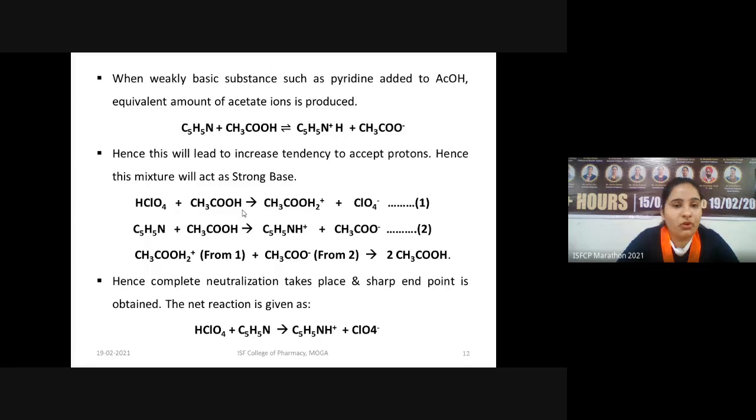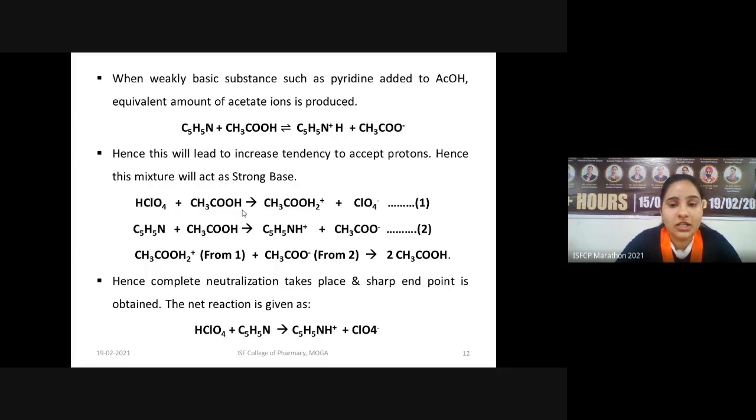Hence, this mixture will act as a strong base. Because of the formation of the acetate ion, this acetate ion acts as a very strong base, and because of it, this mixture is going to act as a strong base.